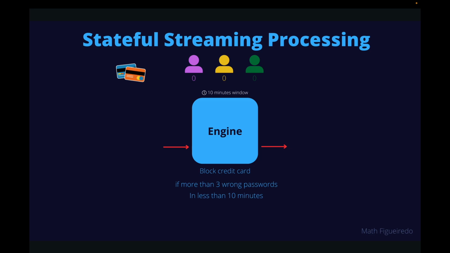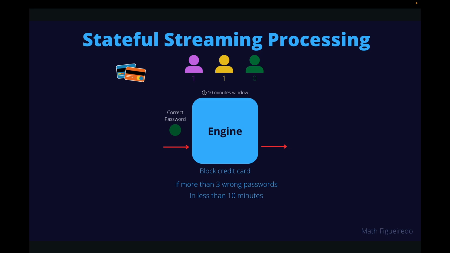Let's start our streaming. First, the green user performs a successful transaction with the right password, so nothing to change in the state of the application. Then, the pink user also got it right, so our state remains the same. Now, the yellow user tried a wrong password, so our engine will update the state of the application, incrementing the count of wrong passwords for the yellow user, going from 0 to 1. The pink user also got it wrong this time, so let's update its state as well.